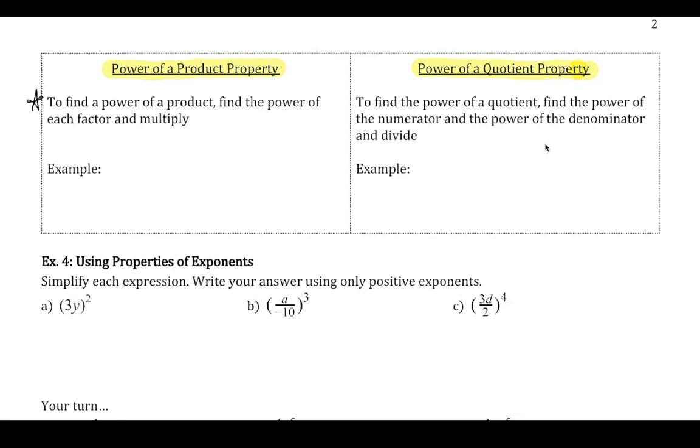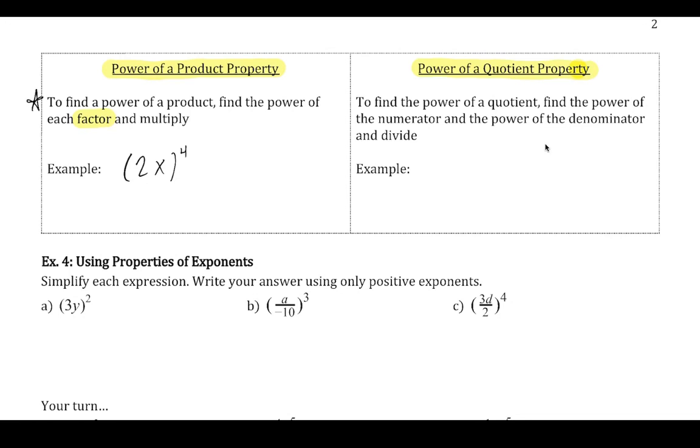So let's say I have 2x and that's being raised to the 4th power. So I have a product. This, like, 2 times x, that's a product. A product is anything being multiplied together, and that's being raised to a power. So that's where the name of the property comes from. And it says to find the power of a product, find the power of each factor.